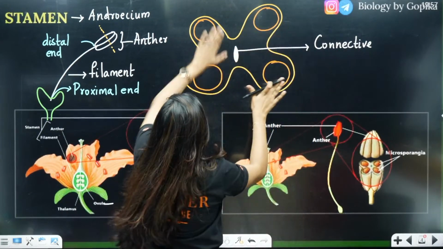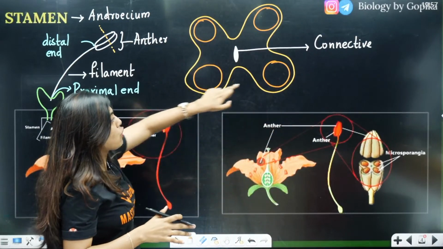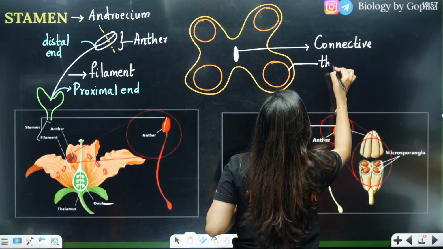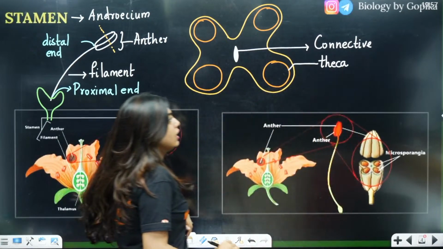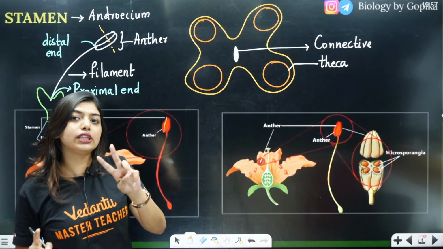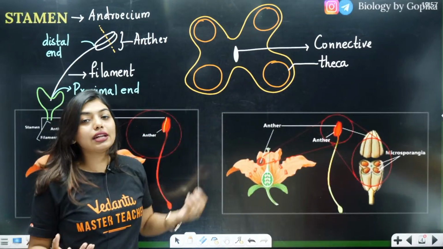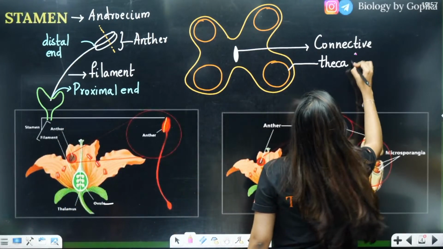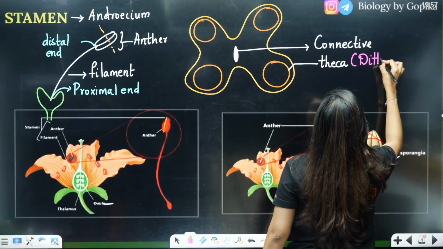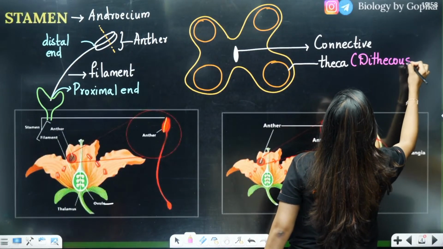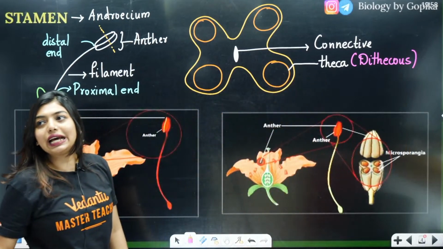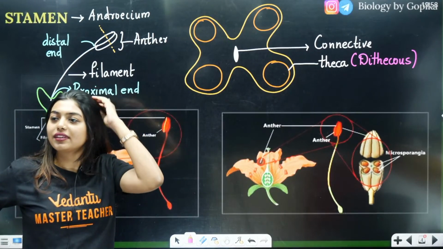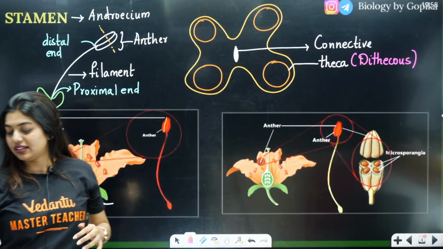Now, this is one lobe, this is one lobe, and you will see these four structures. We call them theca. So I can say that in one lobe there are two thecas. So can I call my anther dithecous? Yes, you can call the anther dithecous, because in one lobe there are two thecas. Clear or not?